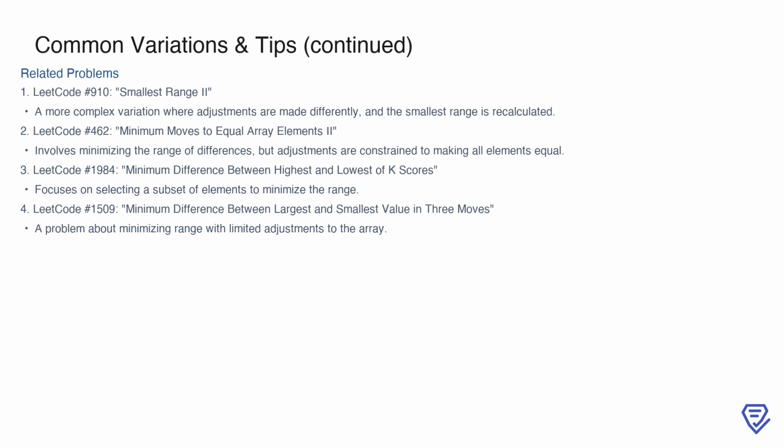Another related problem is number 1984, Minimum Difference Between Highest and Lowest of K Scores, which focuses on selecting a subset of elements to minimize the range. Finally, problem number 1509, Minimum Difference Between Largest and Smallest Value in Three Moves, explores minimizing the range with a limited number of allowed adjustments to the array. Each of these problems builds on similar concepts but introduces unique constraints and variations.